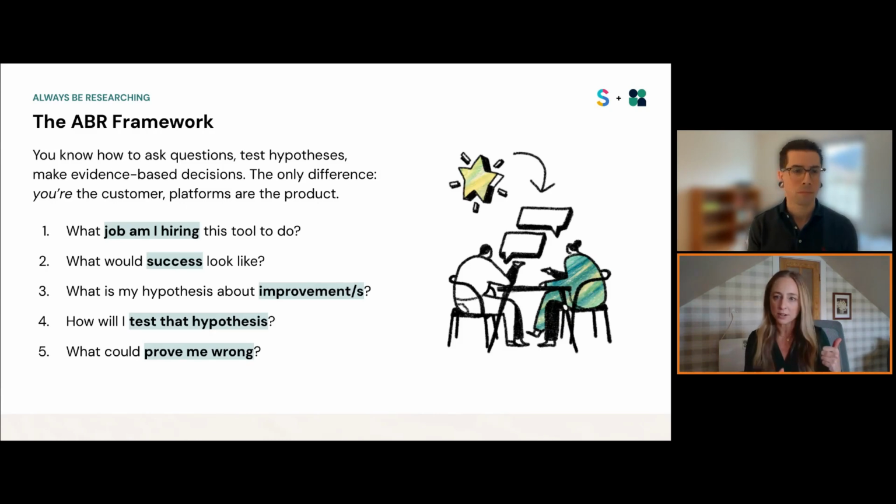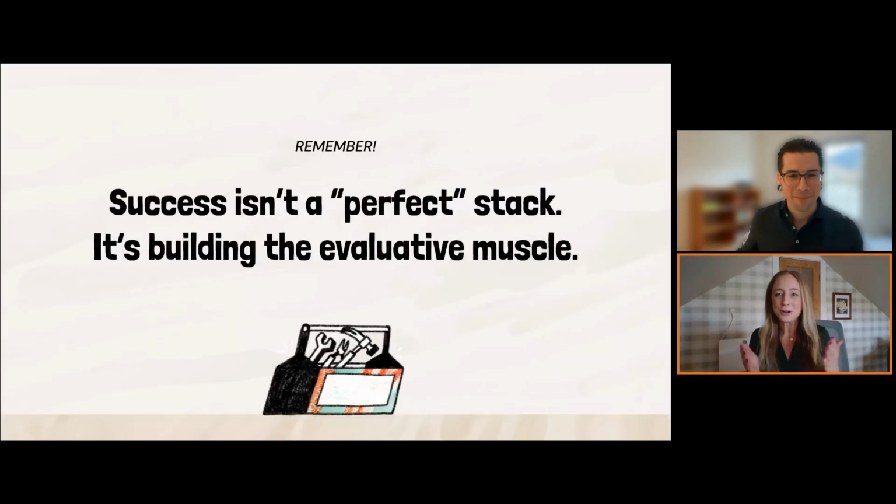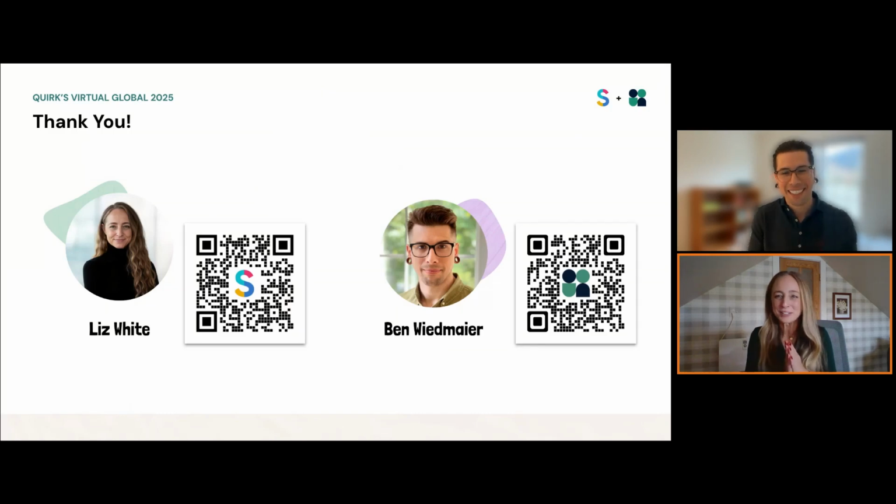What job am I hiring this tool for? What would success look like, when we map that out and we map out new tool integration and really define those KPIs? Is my hypothesis right? How will I test that hypothesis? And what can prove me wrong? Because we're all researchers, and sometimes you test a hypothesis and you're proven wrong. So how do you pivot? What happens there? So that's my final call that I would leave everyone with: always be researching.